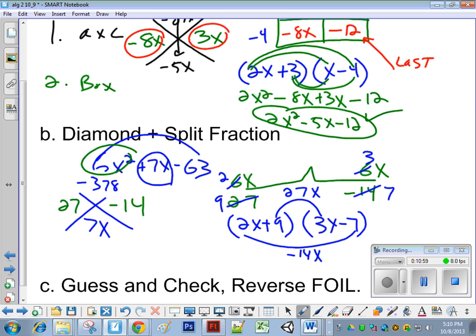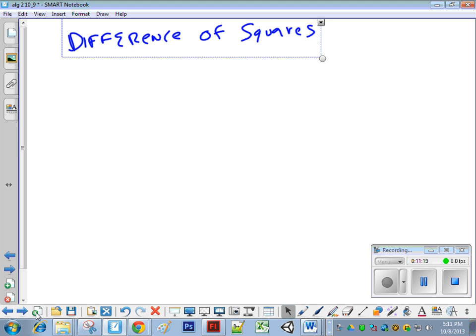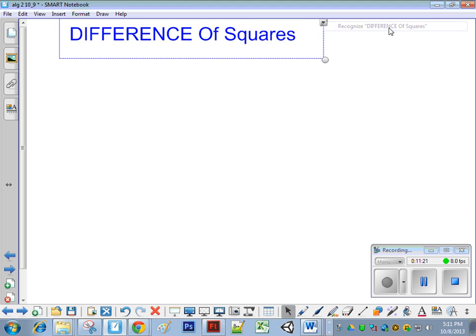Now, I won't get into the guess and check. Let me show you a couple other types. There is a special type known as difference of squares. Now, with difference of squares, it only has 2 terms usually. And what that'll look like might be something along the line of this. X squared minus 36.